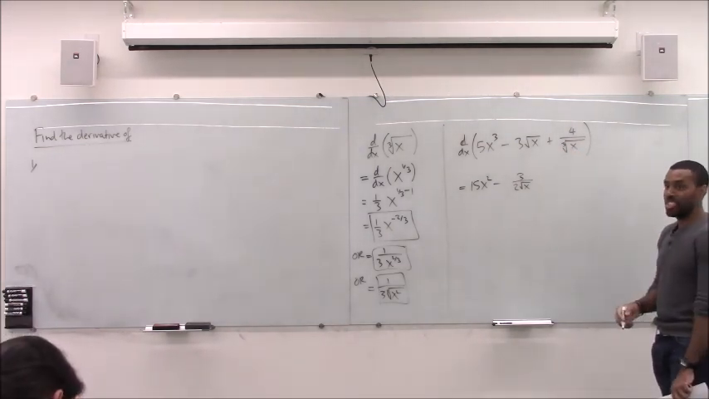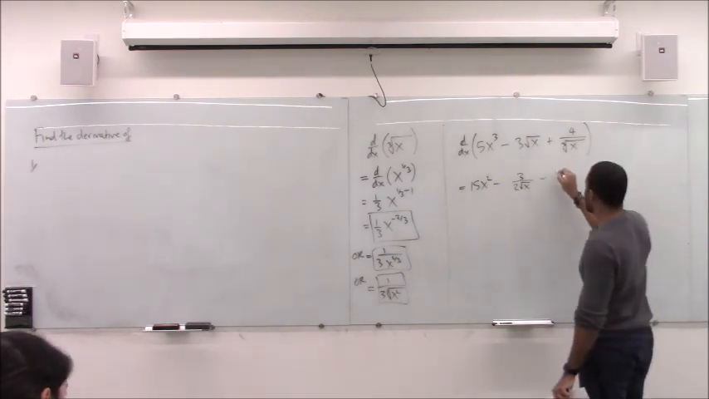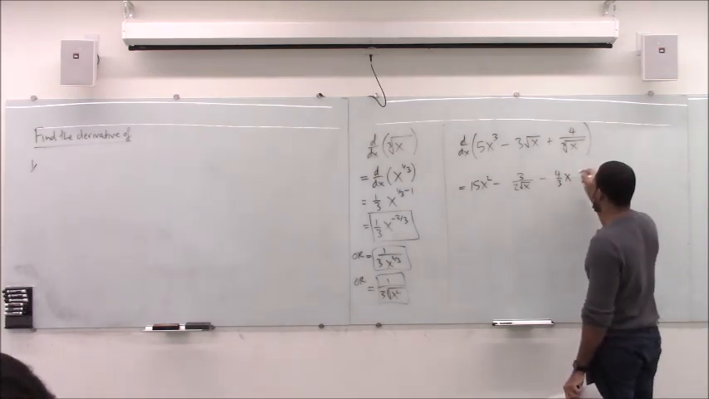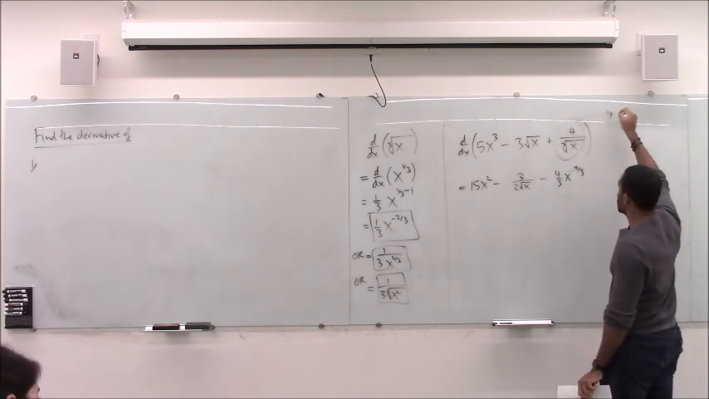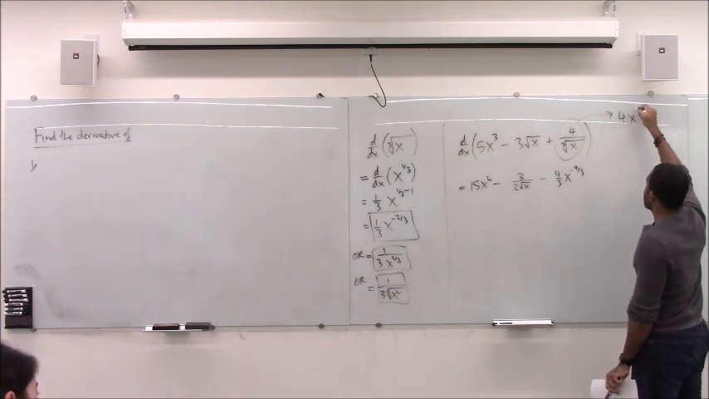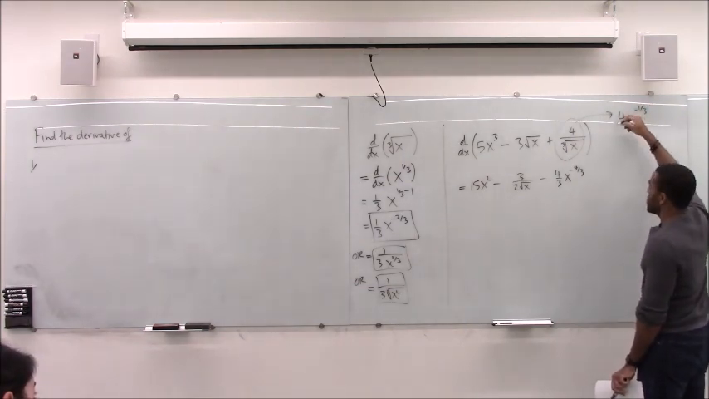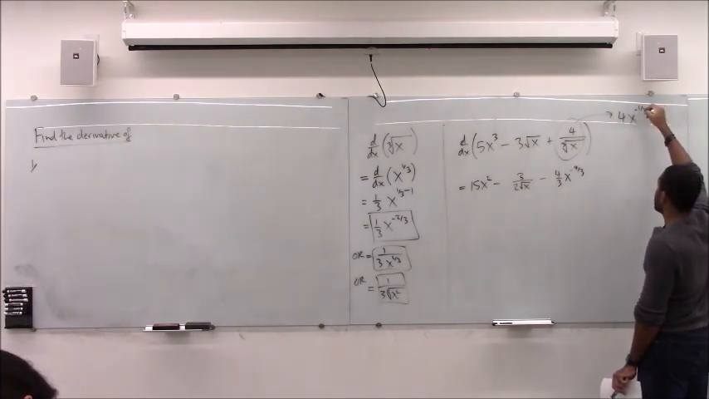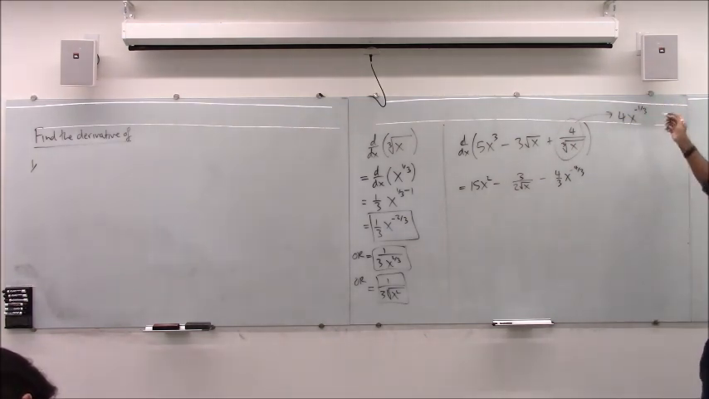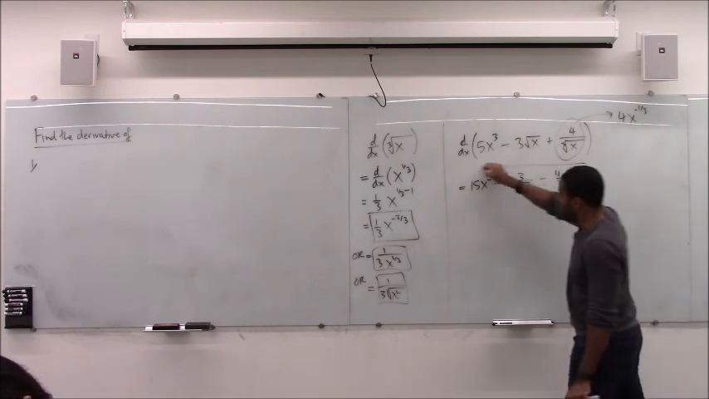Is it minus 4/3 x to the negative 4/3? How did you get that? What did you think of this as? 4x to the negative 1/3. Bring the minus 1/3 down, you get minus 4/3. Subtract 1 from the power. That's minus 1/3 minus 3/3, you get minus 4/3. Yeah, that's actually the answer.